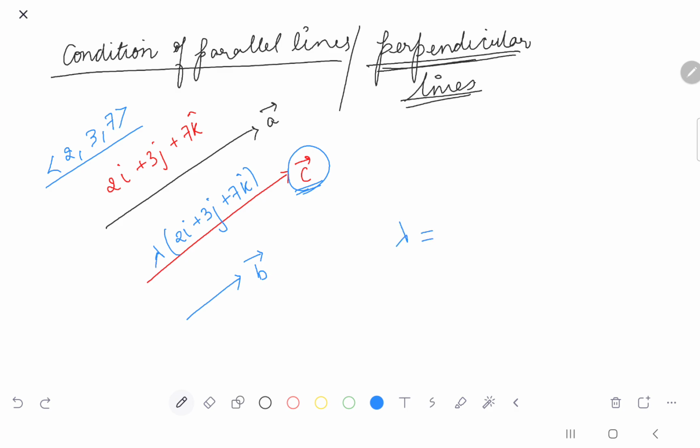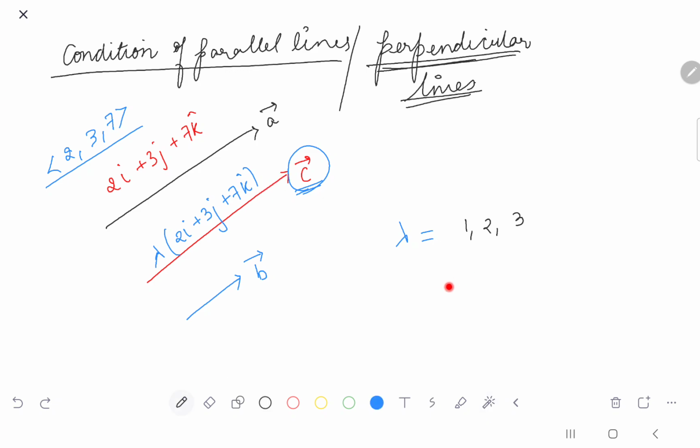So lambda can be any number, it could be 1, 2, 3. Basically, what I'm trying to explain here is that when you have a given vector A, its direction ratios are 2, 3, and 7. So the direction ratios of vector C shall be what? 2 times lambda, 3 times lambda and 7 times lambda. That means the direction ratios of a parallel vector are proportional. It could be any multiple.